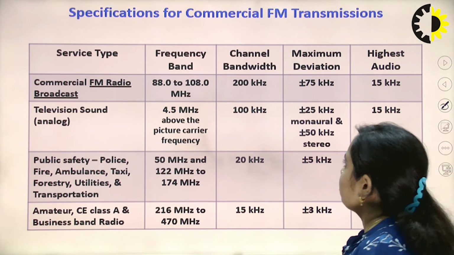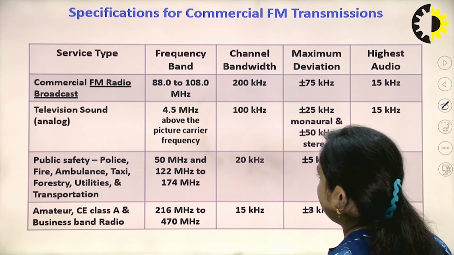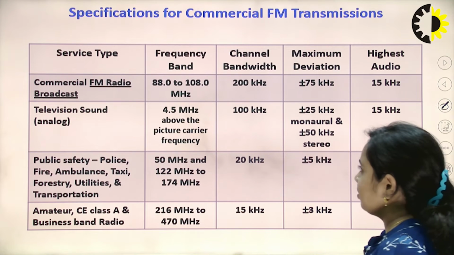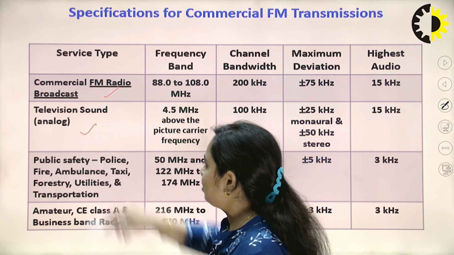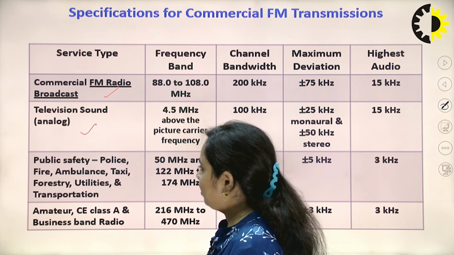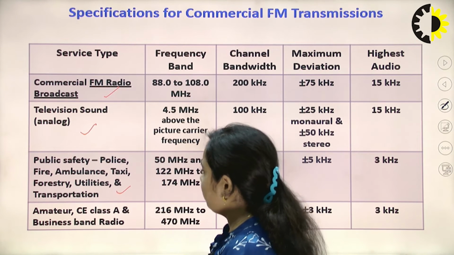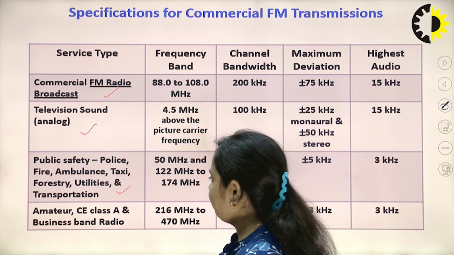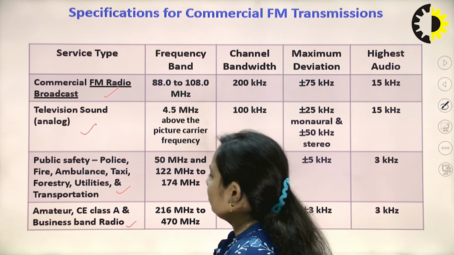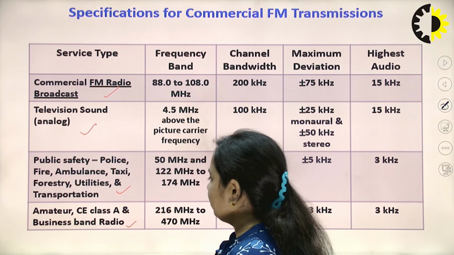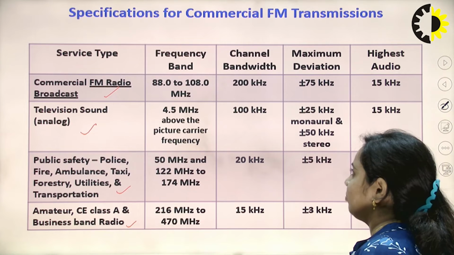Now next is specification for commercial FM transmissions. So this is a table which is showing the different service types, like this is for the commercial FM radio system, this is for the television sound analog, then this is public safety, that is police, fire, ambulance, taxi, forestry. This is amateur, and business band radio. So these are the different service types which are provided.